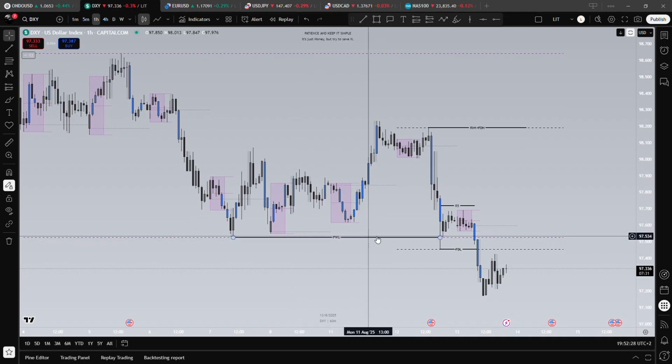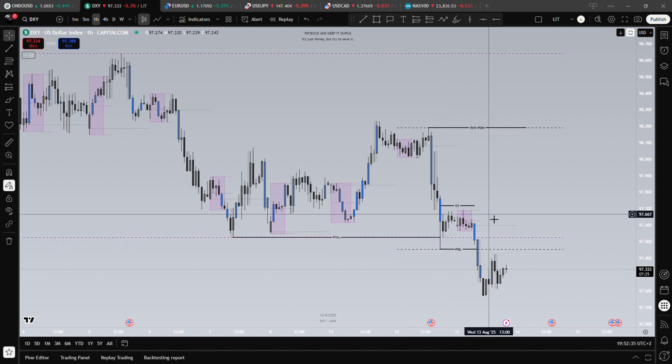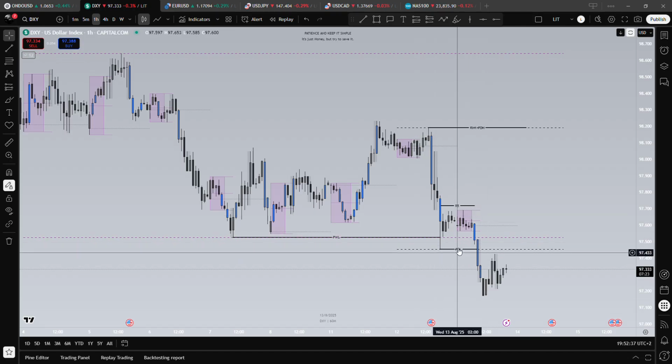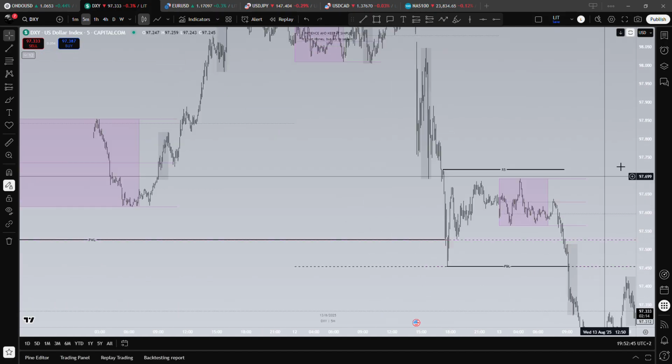So after taking this previous weekly low, we had this huge wick here. And it's true that I expected this wick to be taken at some point, but I wasn't sure about the price action here.